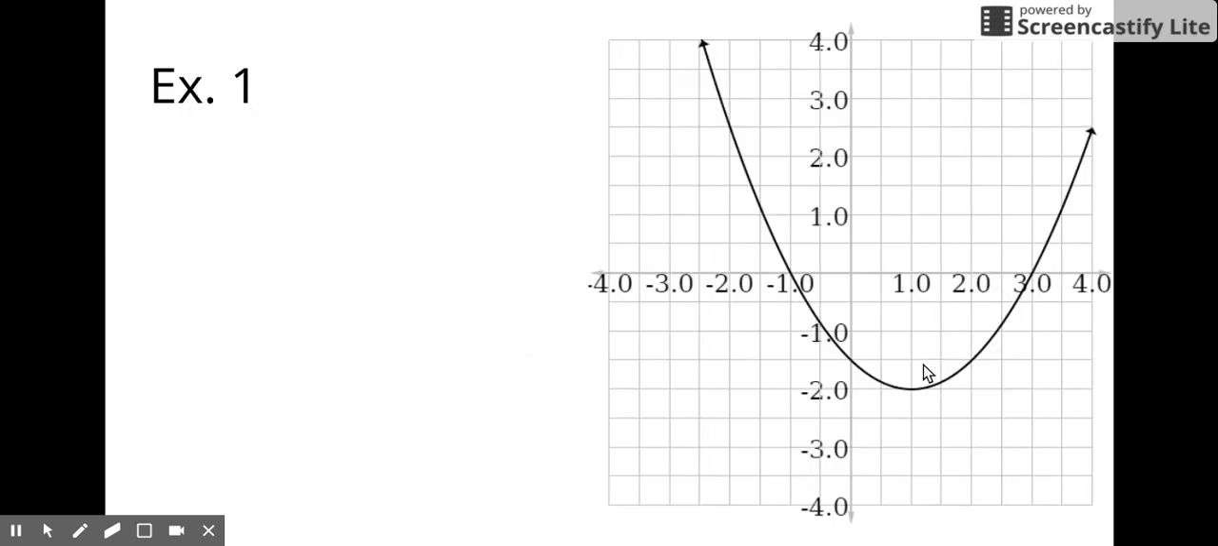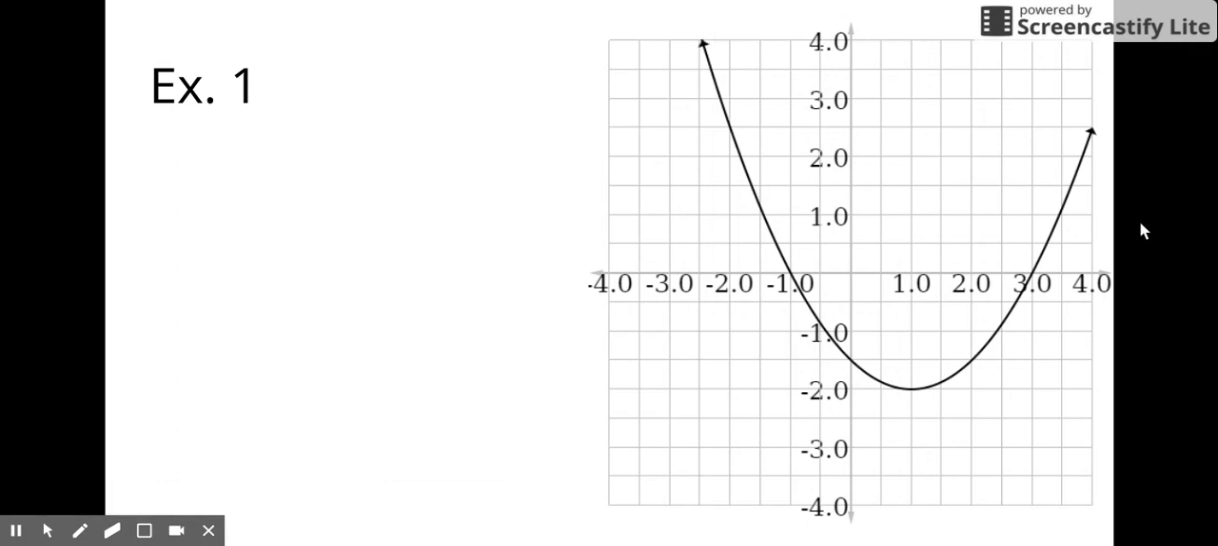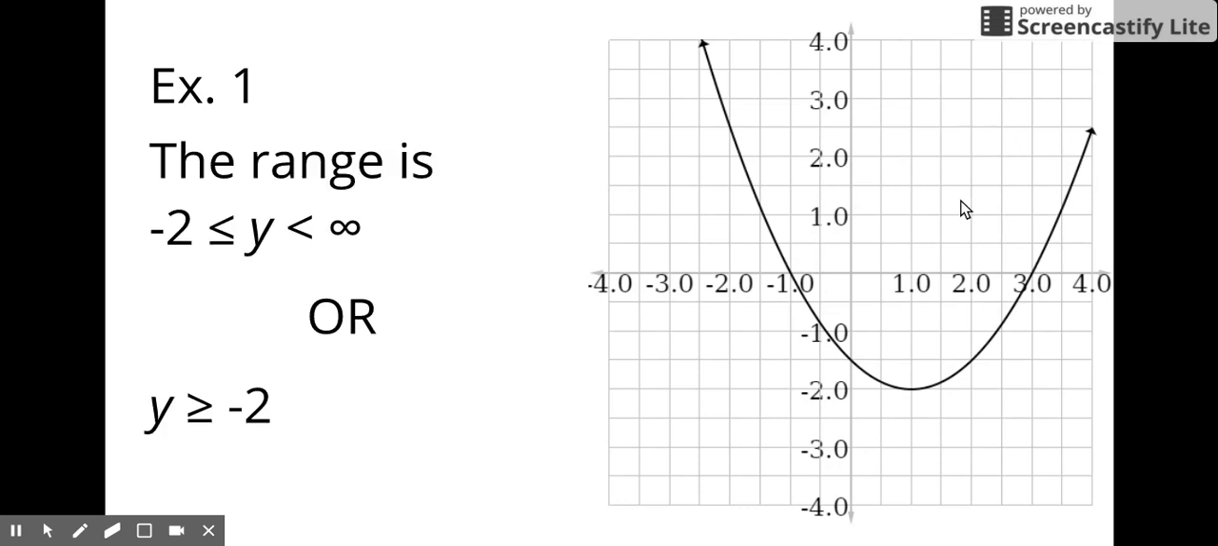Here, I want to think about how far down my graph goes. So I'm looking for the minimum value, and that is right here at this vertex. So I have to look at my y value, which is -2. And it includes -2, and my y values just keep going up. It doesn't stop at 4, right? Notice these arrows mean your graph keeps going up, which means your y values keep getting higher. And that means the range is from -2 to infinity.